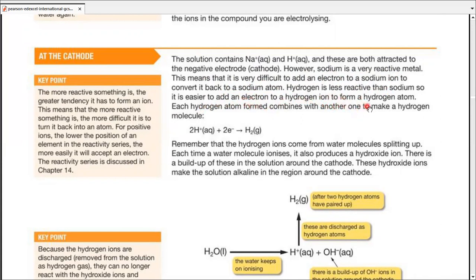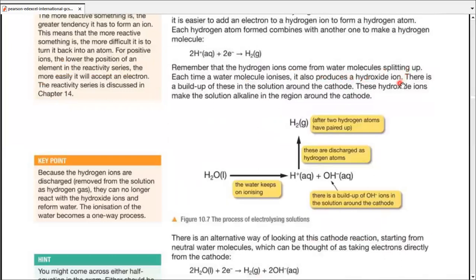But hydrogen atoms combine in pairs and form a hydrogen molecule. So remember, hydrogen ions come from water splitting up. Each time a water molecule ionizes, it also produces a hydroxide ion. So actually, we have a buildup of both hydrogen ions and hydroxide ions around the cathode. These hydroxide ions make the solution alkaline in the region around the cathode.